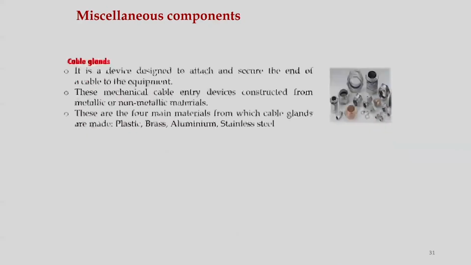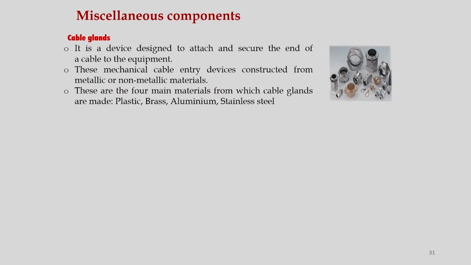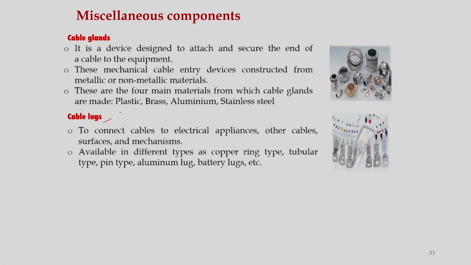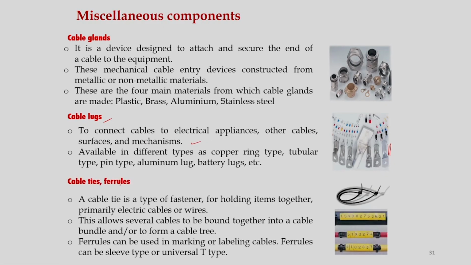And also there are components like cable glands, which are required. These are small components for fitting all those connectors tightly, and then we need cable lugs. Okay? So, these look something like this. Okay? This is normally used to connect cables to electrical appliances, other cables, surfaces and mechanisms. Okay? And we will have cable ties and ferrules. So, these components are required to connect those cables.